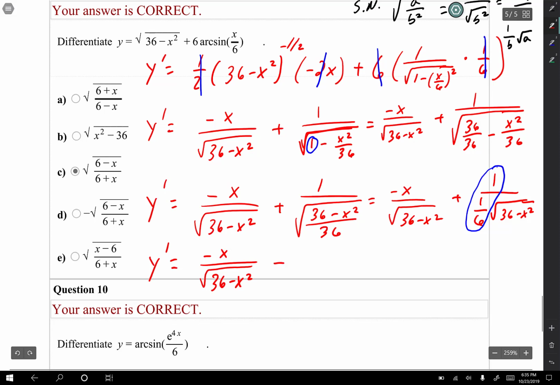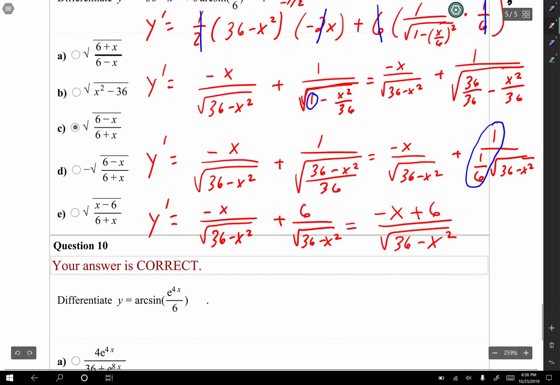Let's see, plus 6 over the square root of 36 minus x squared. Sorry, guys, I had to yawn there. All right, so next, the denominators are the same, so they're being kind of nice to me. Negative x plus 6 over the square root of 36 minus x squared. We're almost done, I can assure you.